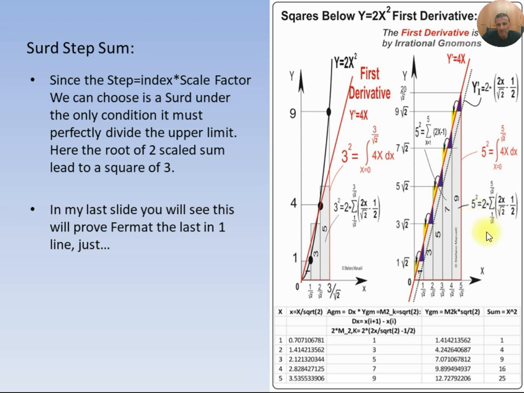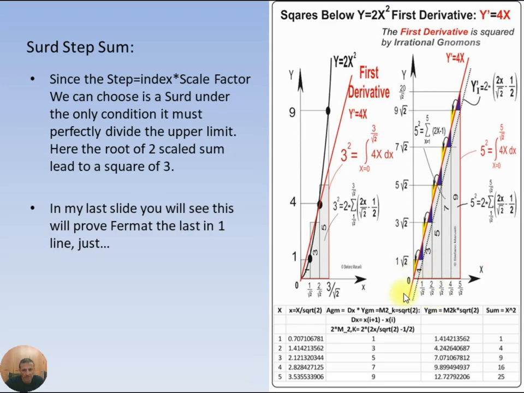So it is equal to this sum of 4 terms, 2x over square root of 2 minus 1 over 2. And you can check also in Excel that this works. So the condition is that the step must divide exactly the upper limit. So we must have an integer number of columns. So the index remains an integer. What changes is that it is multiplied by an irrational scale factor.